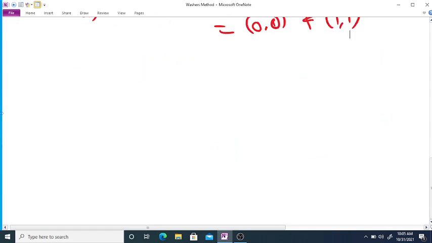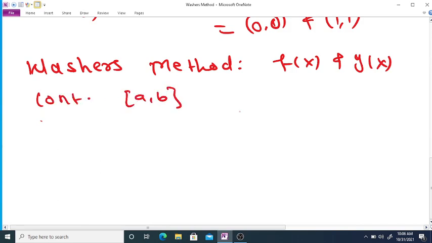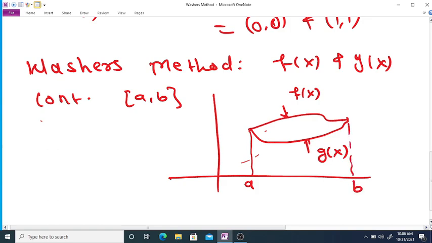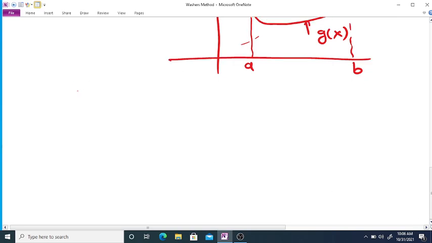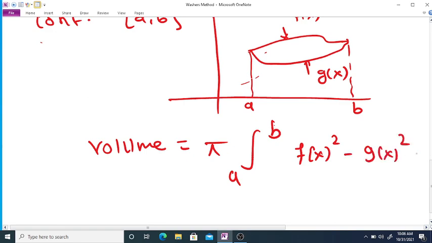Now next, we know that from Washer's method, if f of x and g of x are continuous functions on the interval [a, b], and suppose this is the region bounded by these two functions, f of x and g of x, and if we rotate this region around the x axis, then the volume of the solid generated by this area around the x axis is pi times the integration from a to b of f of x square minus g of x square dx.